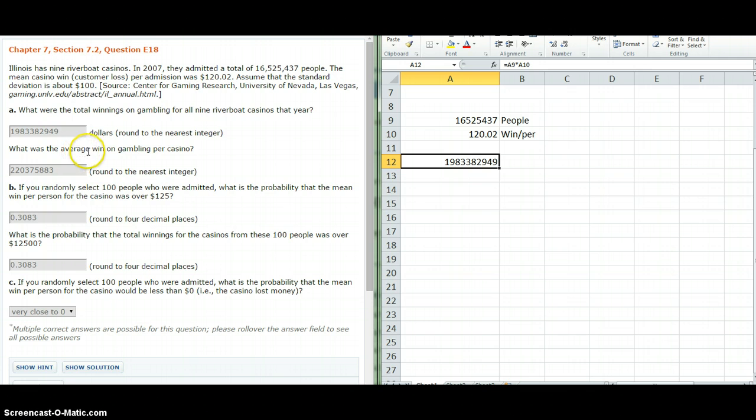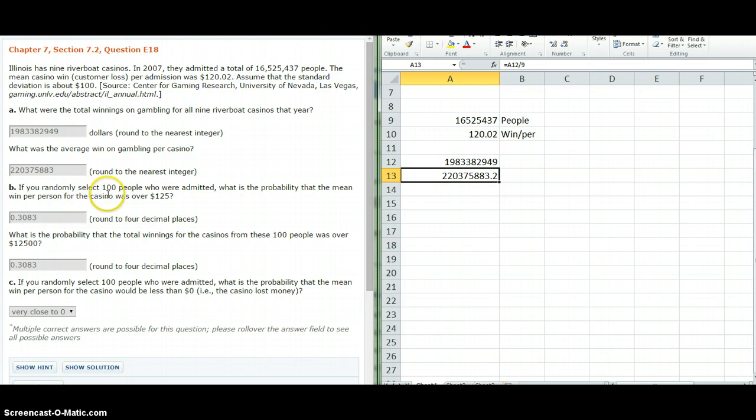What was the average win on gambling per casino? Well, here we just take the total amount of money that the casinos won, divide it by 9, and of course, this is not the amount that each one won. Certainly, some of the casinos were bigger, but because we're looking for the average, this is exactly what we need to get. So here's where it gets a little bit different.